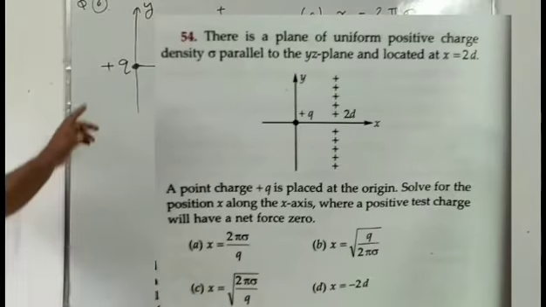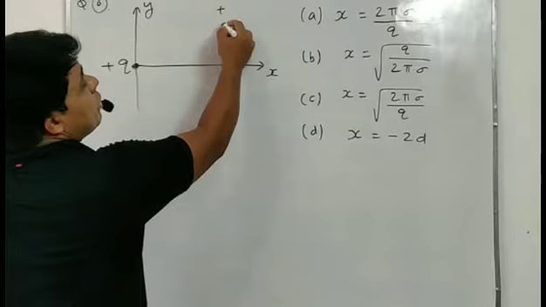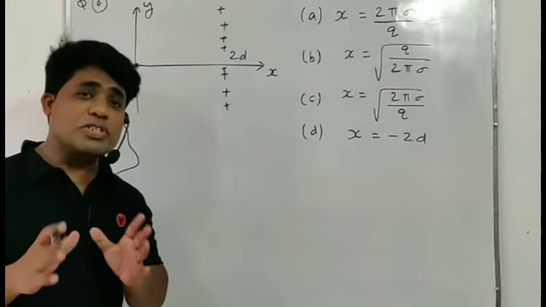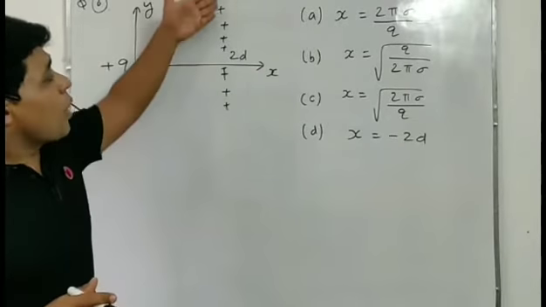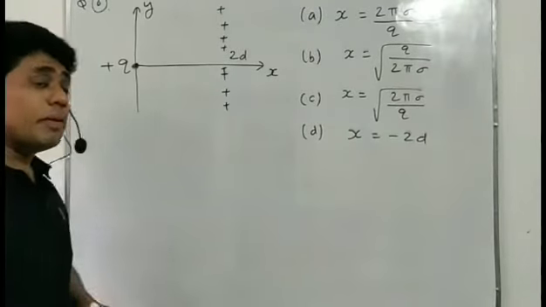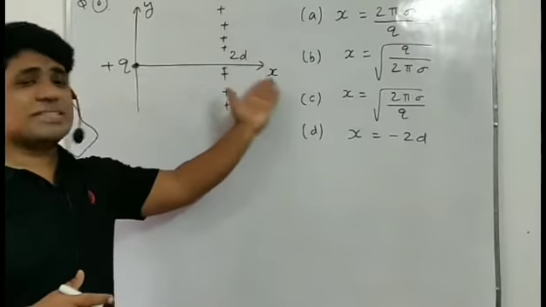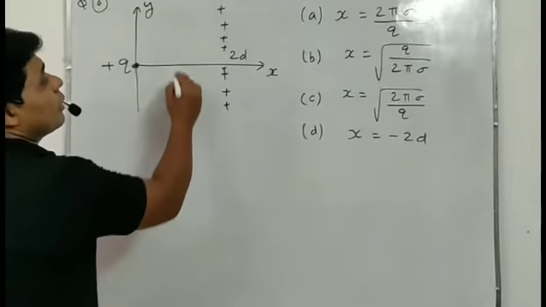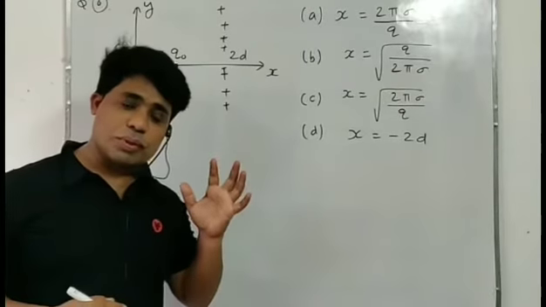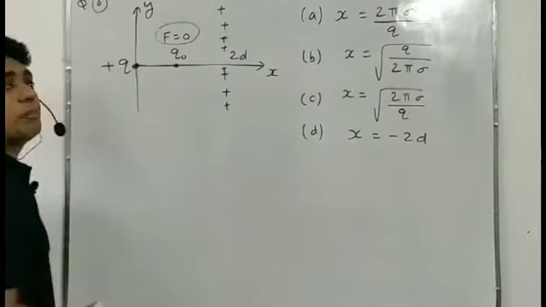Now students, question number 6. A charge plus q is placed at the origin of the x and y axes. We are also given a plane sheet placed in the yz plane. This is the y axis and this is downwards z. The sheet is placed in the yz plane at a distance 2d from the origin on the x axis. He is asking at which point the test charge should be placed so that the net force on it should be 0.